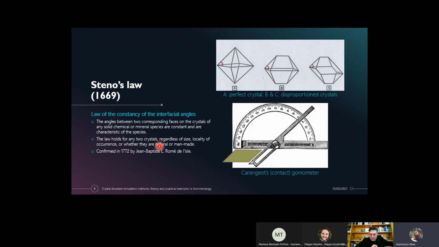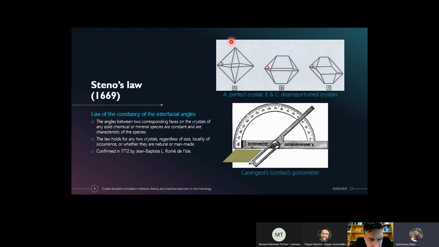The first one is the law asserted by Steno in the 17th century. That is the law of the constancy of the interfacial angles. This is the fundamental law of crystallography. It states that the angles between 2 corresponding faces, let's take this crystal as an example, of any solid, chemical or mineral species are constant and are characteristic of that species.